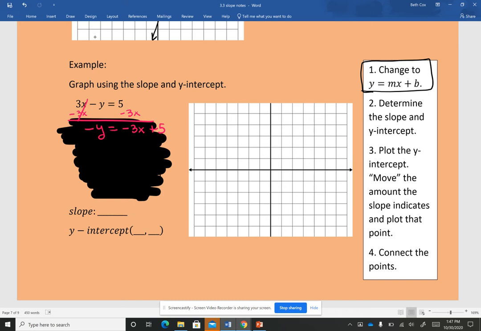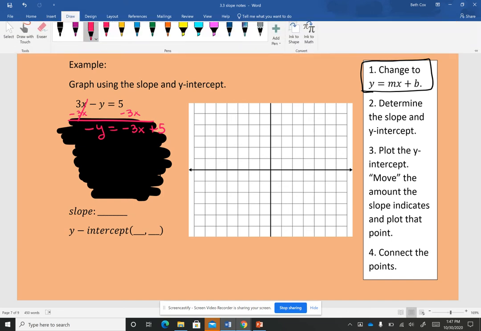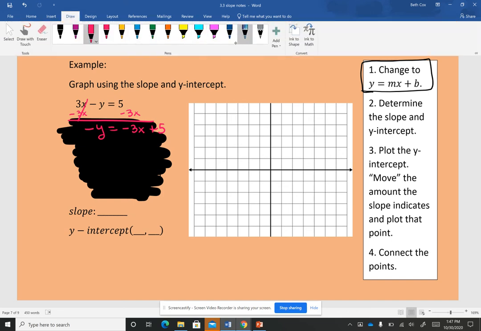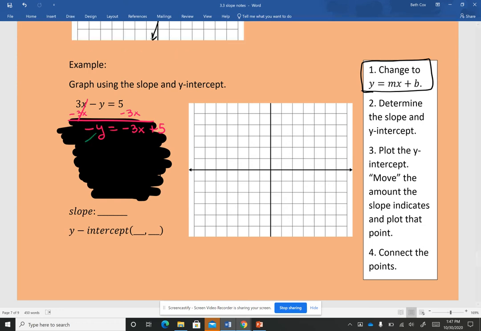Okay, so now this is not y equals. I'm absolutely sure. I've got to divide both sides by negative 1. Divide everything by negative 1 to get rid of that negative on that y. And that's going to give me 3x minus 5. So there it is. Okay, so my slope is 3. My y-intercept is 0, negative 5.